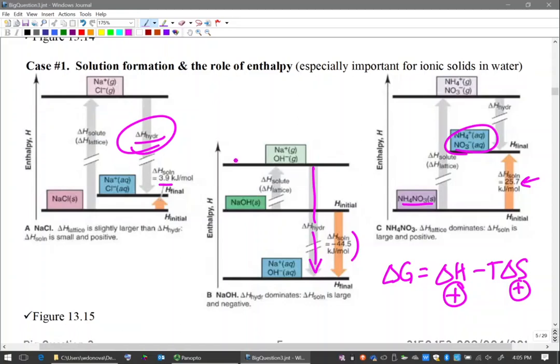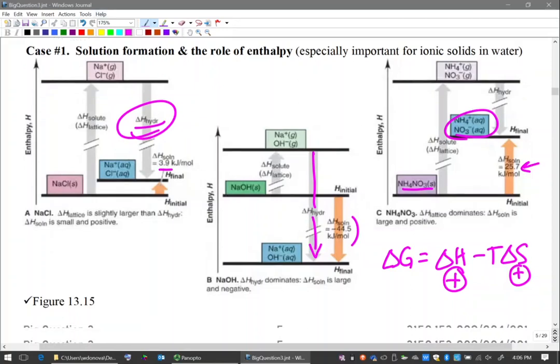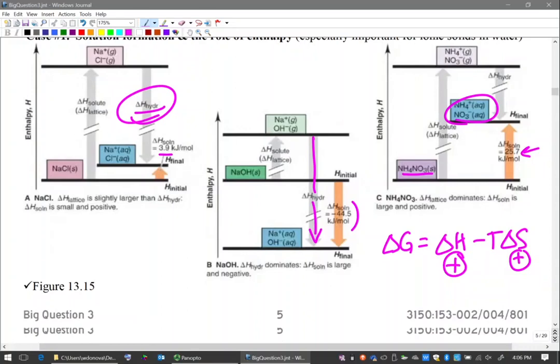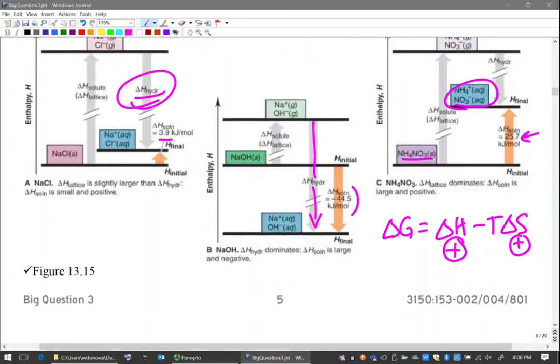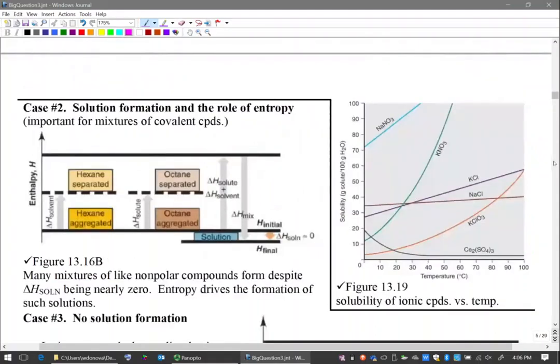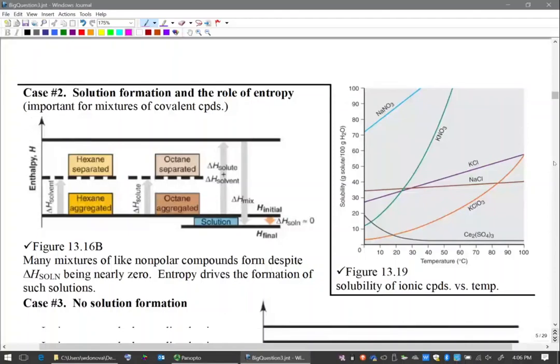So, okay, enthalpy and entropy both have roles to play. The key is that even for the endothermic one, it's not so endothermic that it won't happen, right? The entropy change, delta S, is enough to overcome the enthalpy change, delta H, which is good. That means it'll dissolve. If we're too endothermic, it might not dissolve, and we'll figure that out. Enthalpy has a role to play. If it's exothermic or not very endothermic, then we'll be okay.